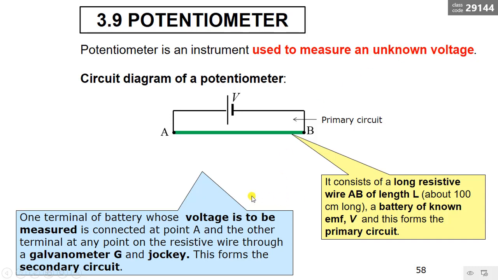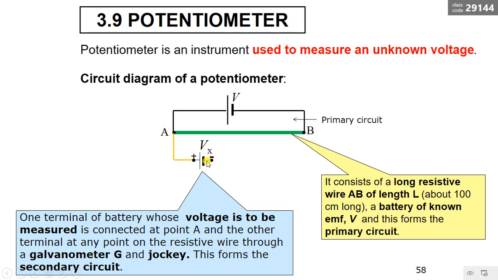Then, like what we said just now, the purpose of the potentiometer is to measure an unknown voltage. So if I have a dry cell or battery whose voltage is unknown, how am I going to connect it to the primary circuit of the potentiometer in order to obtain the value of the battery? One of the terminals of the battery whose voltage we want to measure, let's say the positive terminal, will be connected to point A.